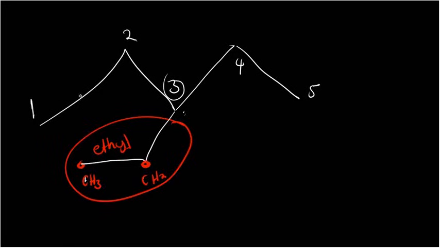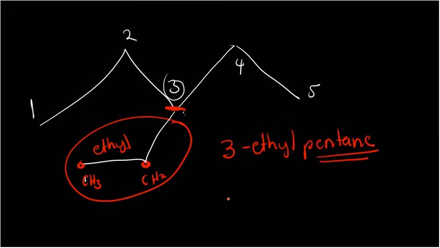So on the longest chain, it's on carbon number what? On the longest chain it is on carbon number 3. So you have to say 3-ethyl, then pentane. Straightforward and simple. That's how you answer that question.